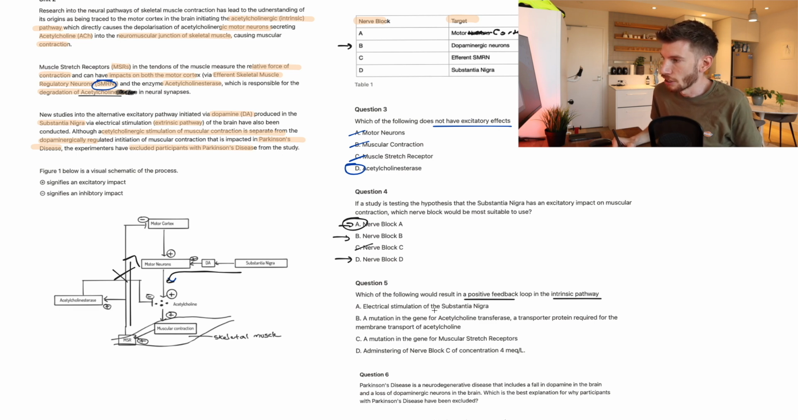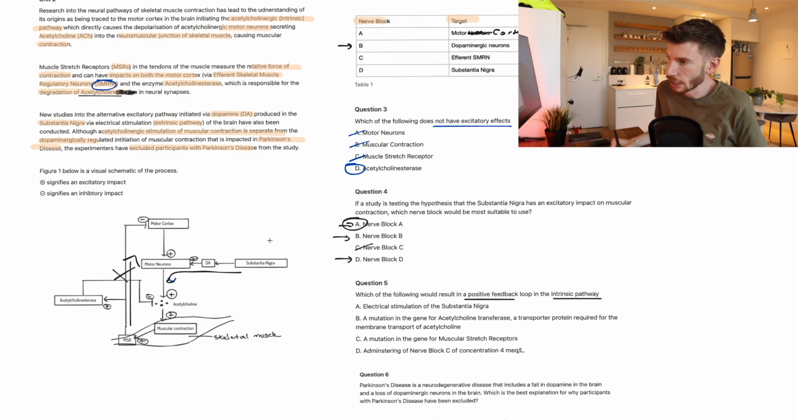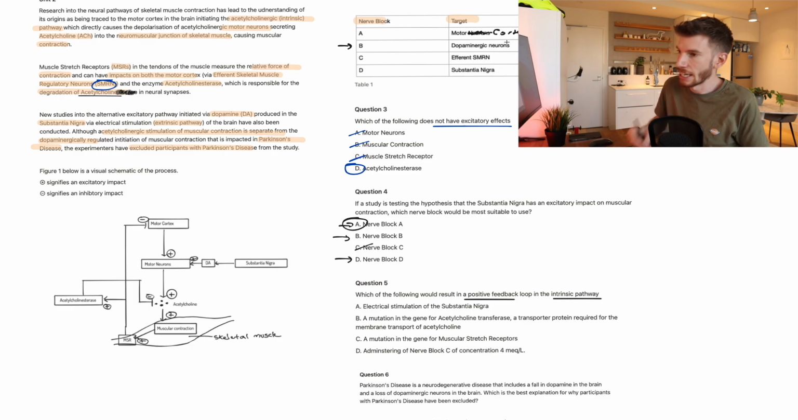So electrical stimulation of the substantia nigra, even though that says the word stimulation, if you stimulate this here with an electrode, then you do stimulate this pathway, but it hasn't stopped the inhibitory pathways here and here, right? So you're not actually creating a positive feedback loop. I'll get rid of all of that. The negative feedback loop is still present. You're just increasing the source of stimulus. So that one's going to be out.